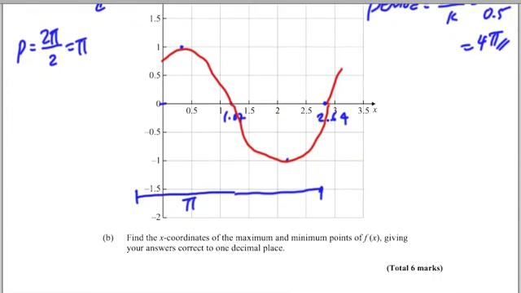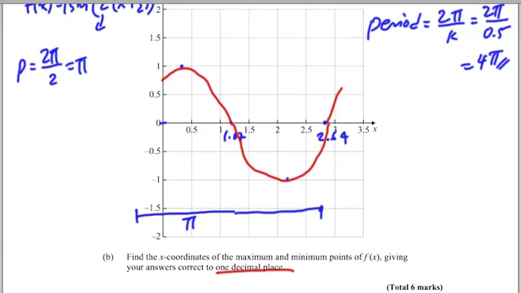Find the x-coordinates of the maximum and minimum points of f of x, giving your answers correct to 1 decimal place. Now, for sure, whenever they say decimal place, you know that this is a paper 2 question, because only a paper 2 question would ask you for decimal places, which means that you need a calculator to solve this. So the way you do this is you basically have your graph.